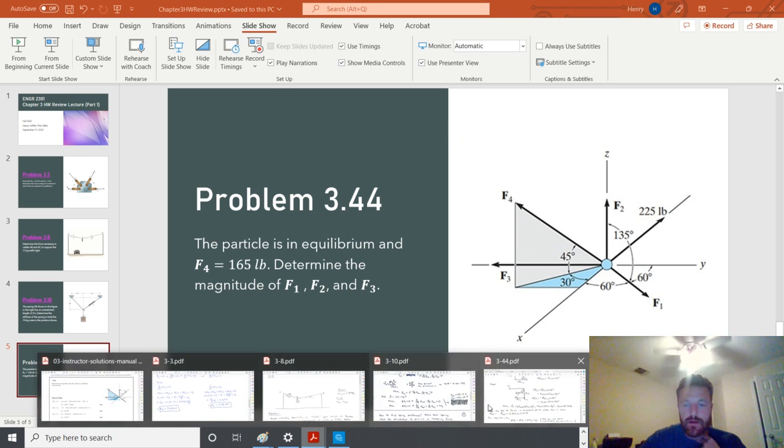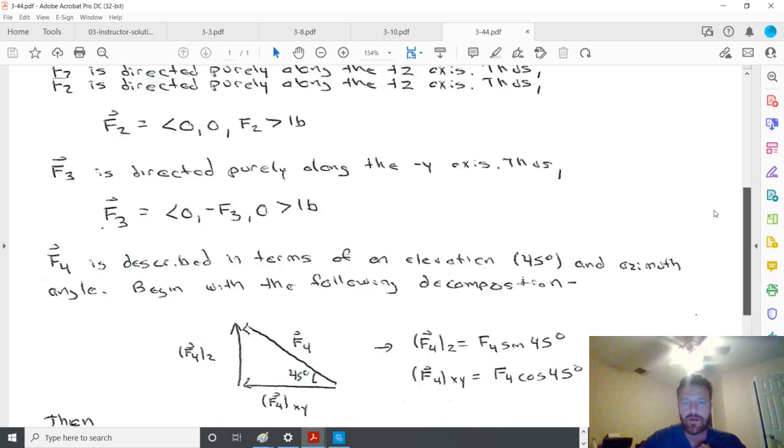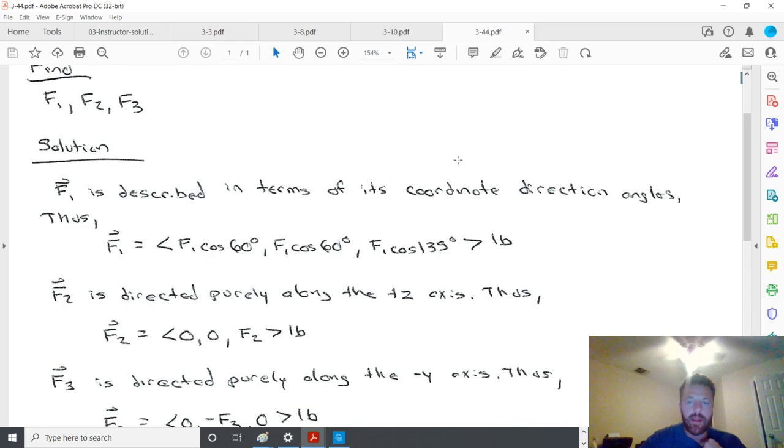And I posted a solution starter for this. I didn't give you the whole thing, but it actually shows how that decomposition is done. The coordinate direction angles were given, alpha, beta, gamma. So we multiply by the cosine of those angles, which is often called the direction cosines.